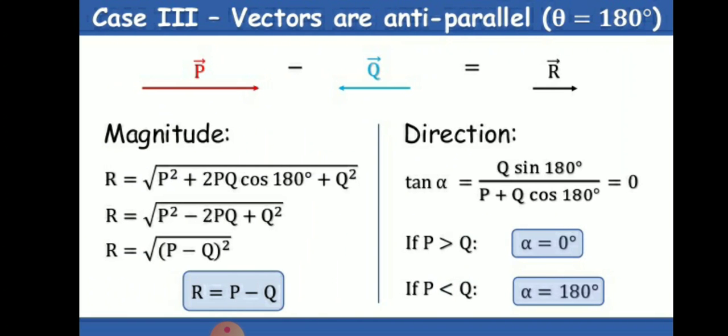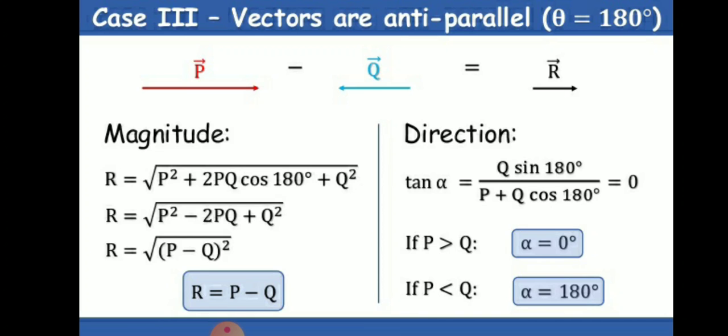In the third case, if the vectors are anti-parallel, meaning they are exactly opposite to the parallel, then theta is equal to 180 degrees. Their directions are opposite. See the vector P and vector Q, their directions are opposite. Therefore, the resultant vector is in another direction. For the magnitude, you have to use the formula again: R is equal to the square root of P square plus 2PQ cos 180 degrees plus Q square.